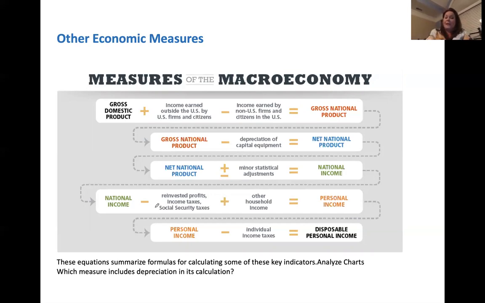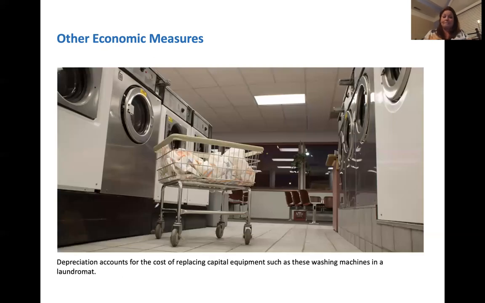And then when you take the national income and you take out income taxes, just like in your paycheck, the Social Security and Medicare, and add in any other household income, that is the personal income that people make. And then when you subtract individual income taxes, that's disposable personal income, or basically the amount of money we get with our paychecks that we can spend. Because how much money you make versus your take-home pay are 2 different things. That take-home is disposable personal income. You can actually spend it.